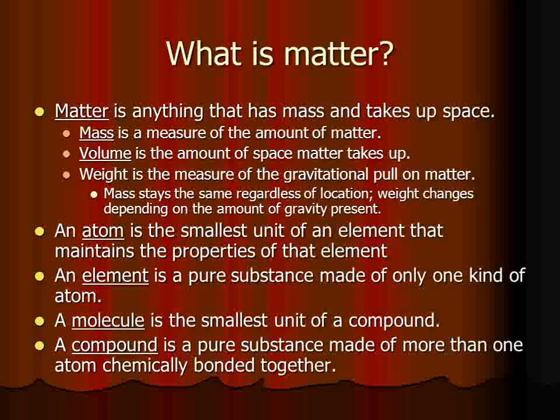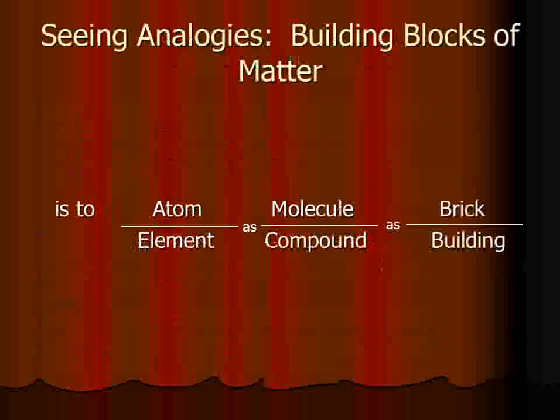So matter is made up of particular things that you've heard of before: atoms, which are the smallest unit of an element, and an element is a substance that's made up of only one type of atom. Now molecules are the smallest unit of a compound, and compounds are a pure substance that is made up of more than one type of atom that's bonded together.